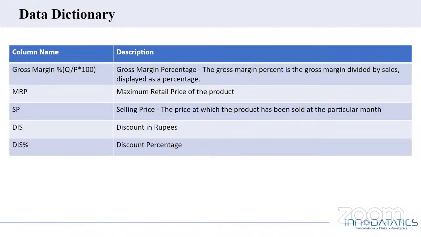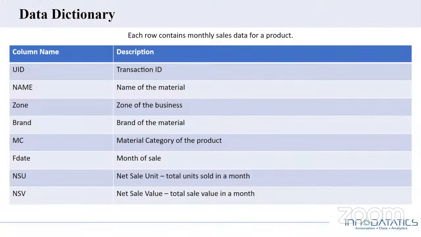After going through the data, we identify the different independent columns and the calculated columns, which can be obtained using the independent columns. For example, the NSV or the net sale value can be calculated as net sale unit multiplied by the selling price. So NSV is calculated from NSU and selling price. So we have sorted the wanted columns and unwanted columns.